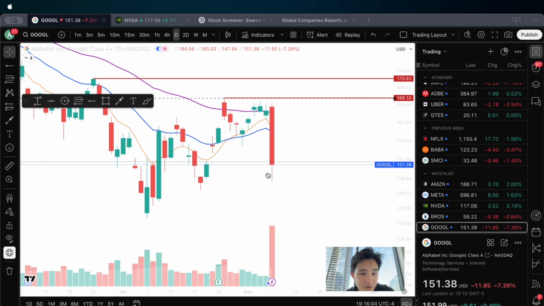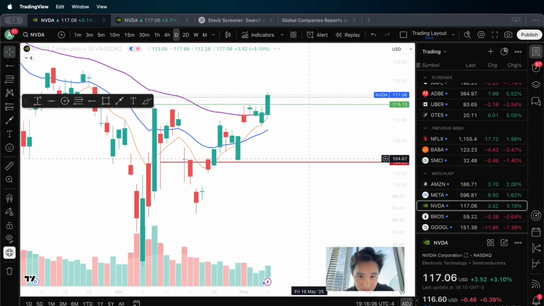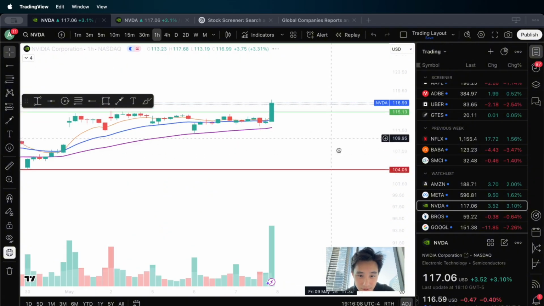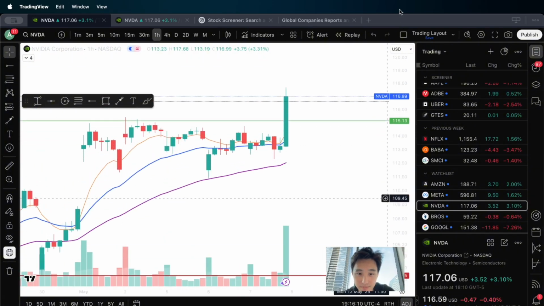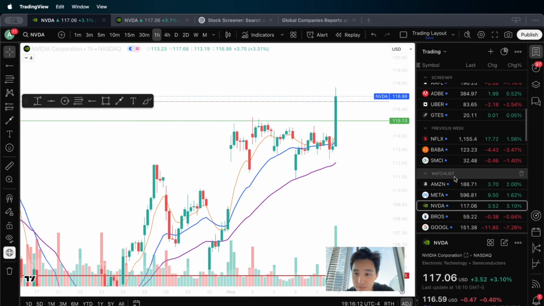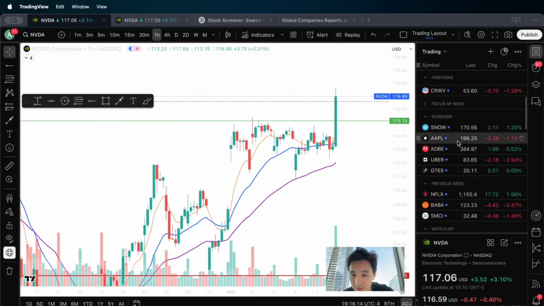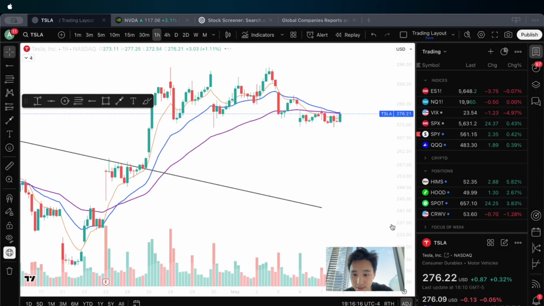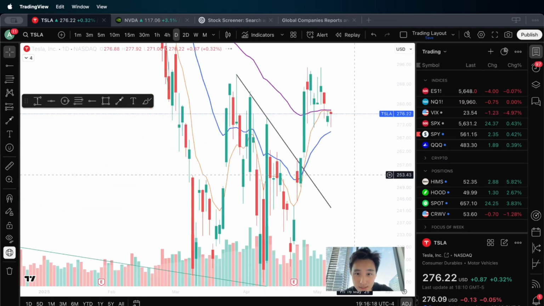And to answer someone else's question, I did not catch Nvidia today. That was a really nice breakout, though. I know Sean's in it. But anyways, let's start scanning a little bit. Let's see. Tesla.